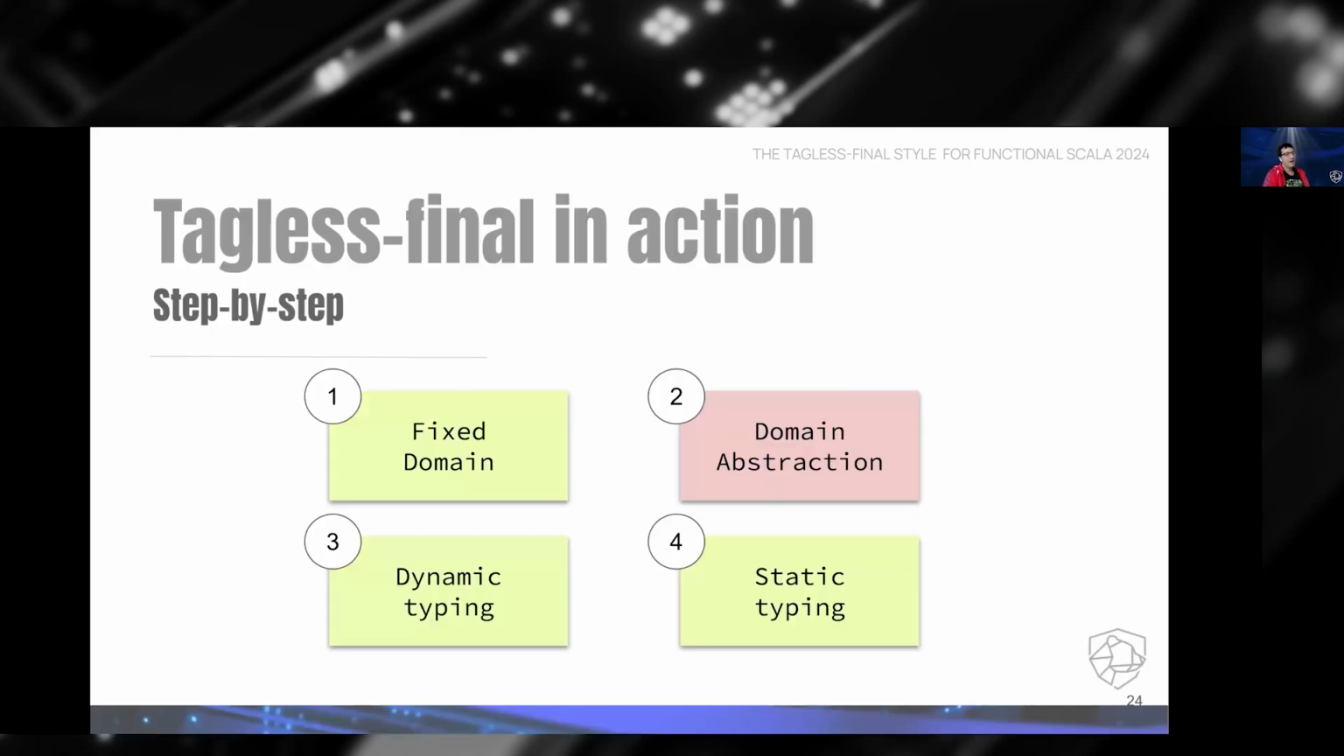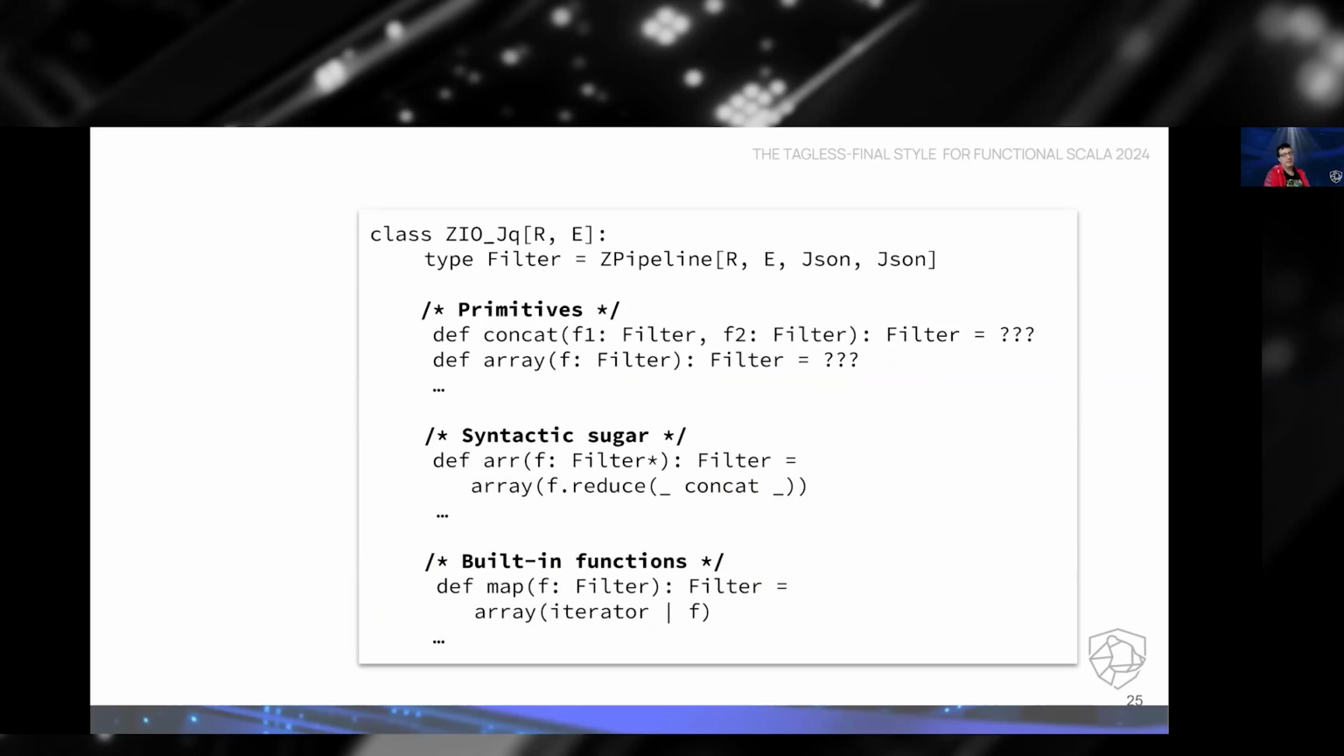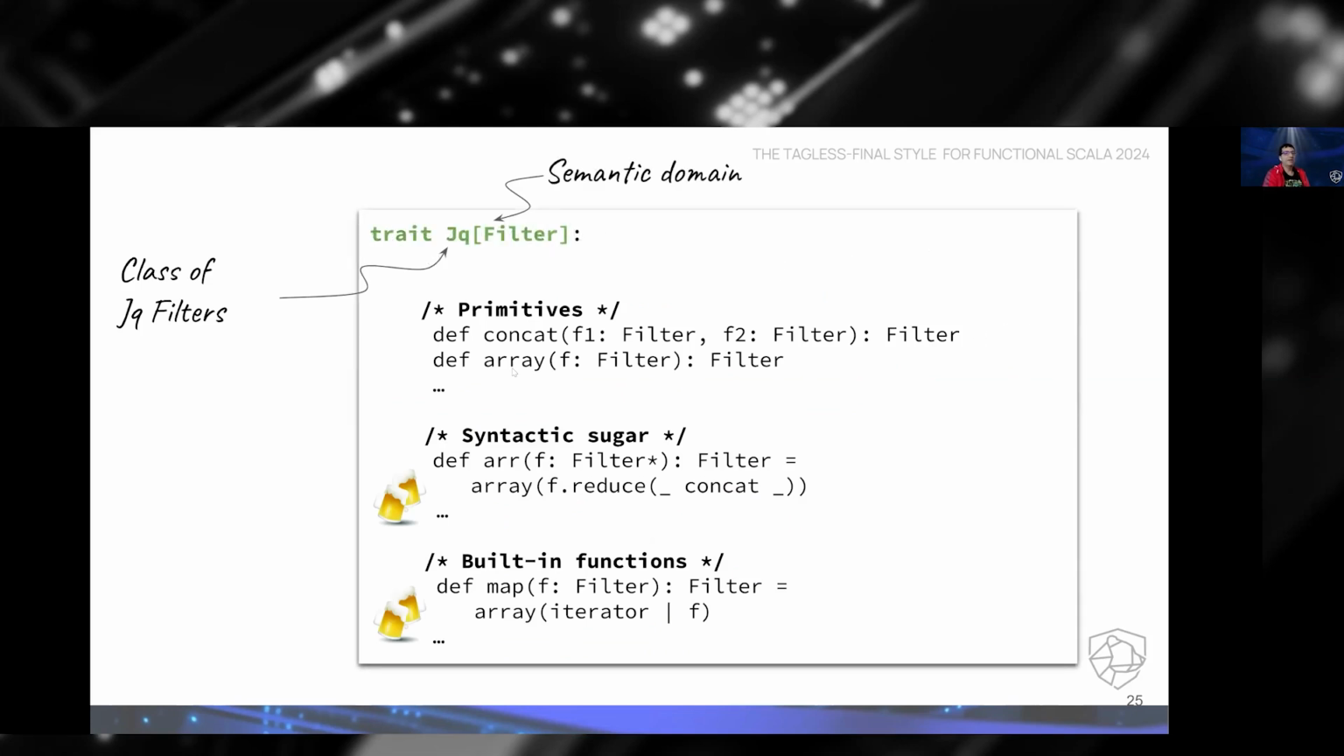So in our next step, what we could do is to abstract from the fixed particular semantic domain and define the class of JQ filters. We can use a type class, right? And these JQ filters are semantic representations, okay? This trait is parameterized with the possible types that can play the role of a JQ filter that we abbreviate with R, right? And in this type class, all the primitives of the deep syntax are abstract, right? And the other syntactic sugar and built-in functions, we can get them for free, right?